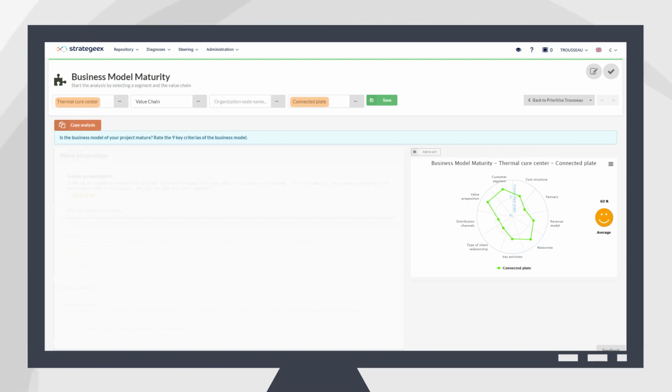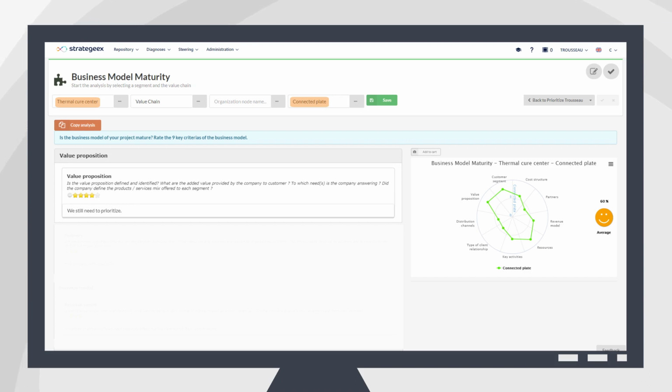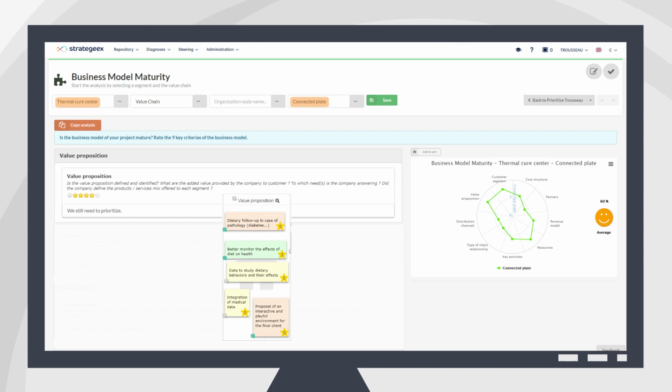The eighth item concerns the value proposition. Is it clearly and precisely identified? What is the additional value you propose? What needs or pains are you addressing? Have you precisely defined this value proposition for the segment? In our example, the value proposition is still under development, but for the spa segment, the value is precisely identified. We can therefore attribute 4 stars to this item.